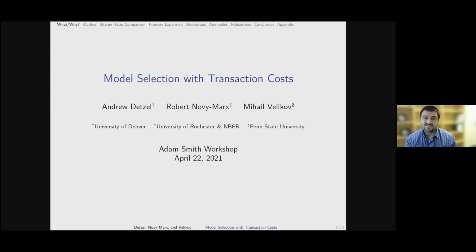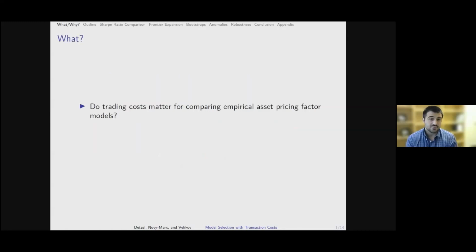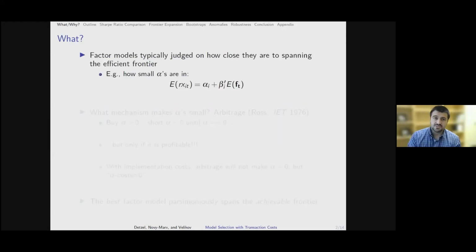So this paper that I'll present today is joint work with Andrew Detzel and Novy-Marx, who should be in attendance today as well. The paper asks a very simple question, which is whether trading costs should matter when we compare empirical asset pricing factor models in the cross-section of stock returns. And the reason we're interested in this question is because we typically judge factor models based on how close they are to spanning the mean variance efficient frontier. For example, we'll look at how small alphas are in linear regressions of the returns to some test assets on the returns to the factors in a given empirical factor model.